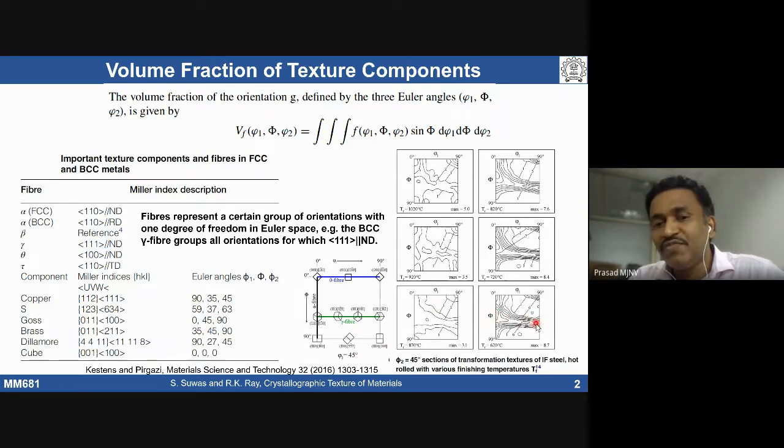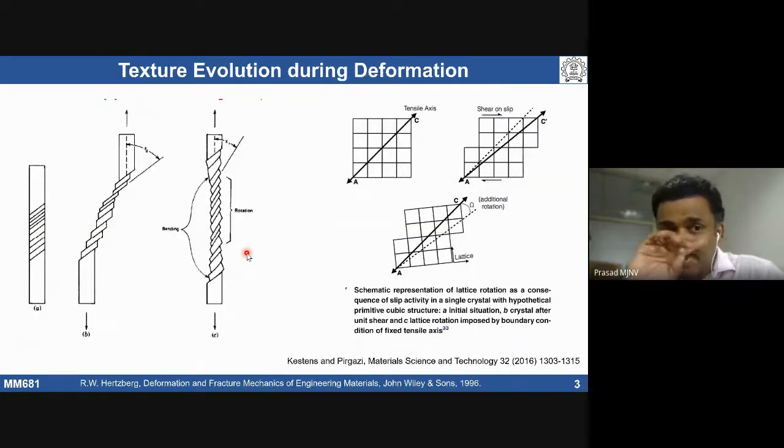The fiber texture that we see is basically the 111 orientation parallel to the normal direction. This is called the gamma fiber. This gamma fiber can induce very good formability in interstitial free steels, which are used for automotive car body applications.